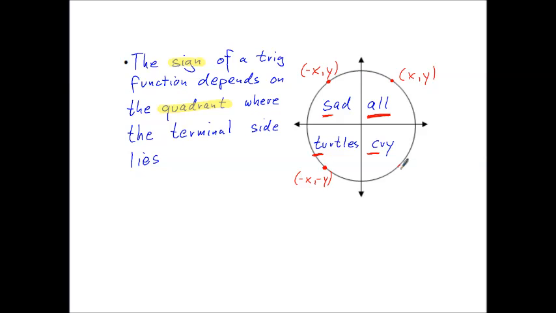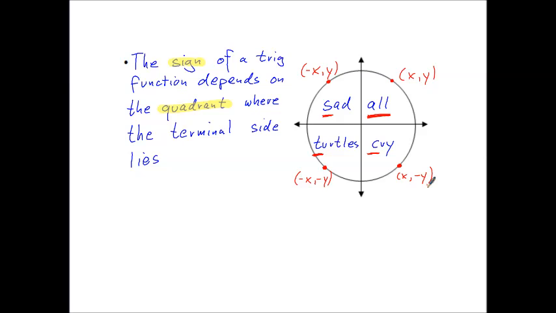Last but not least, reflect the point back over the y-axis. You get a positive x-coordinate and a negative y-coordinate, and that means that the cosine and its reciprocal are positive. All the other ones that need the y-coordinate are going to be negative values.